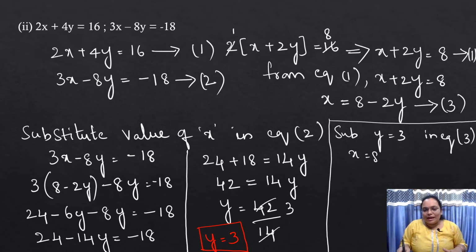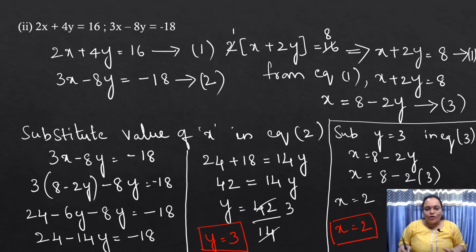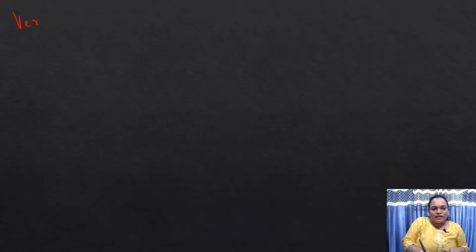x is equal to 8 minus 2y. x is equal to 8 minus 2 of 3. So this is 8 minus 2 threes is 6, right? 8 minus 6 is 2. So you will get x is equal to 2. Now we have got the values of x and y. Right? Now we will substitute the values of x and y in our main equations 1 and 2 and see if it is satisfying the equation on both sides. So this is our verification.